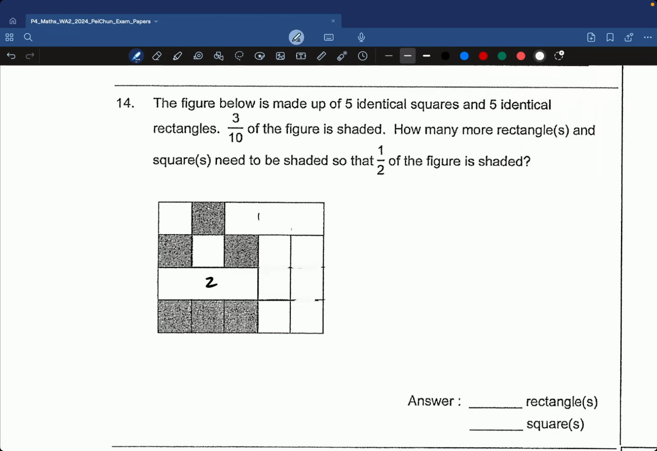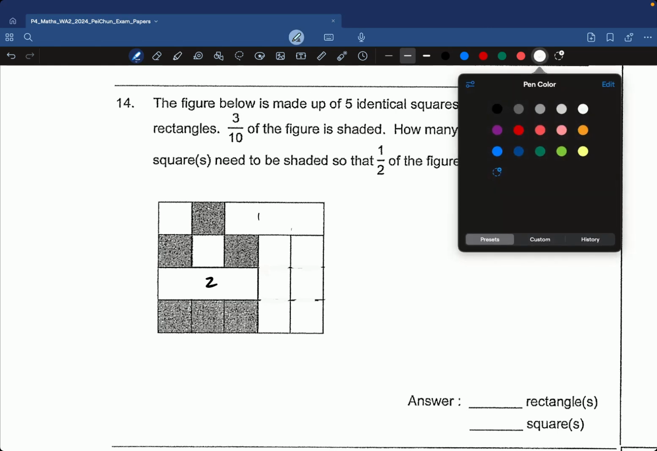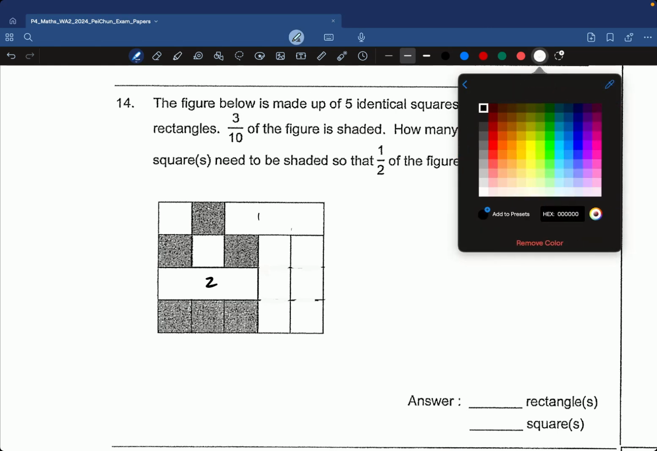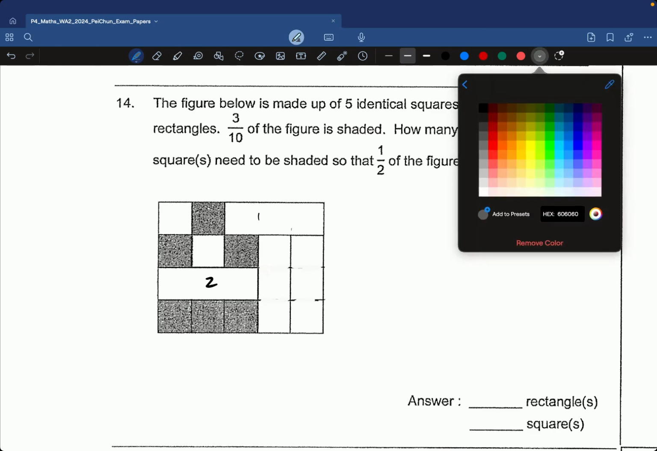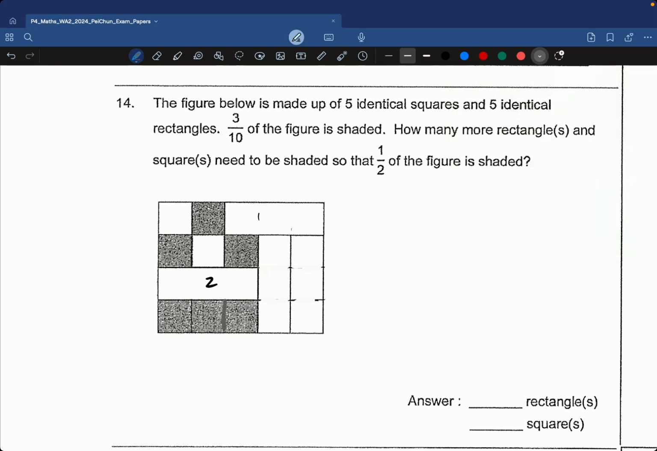Okay, so you have 1, 2, and then 1, 2, 3, 4, and then you also have... Let me see if I can find a color like this. Oh my God, it's really grayscale. But never mind, I can ignore this. So this is a rectangle. So 1, 2, 3, 4, and 5 rectangles. And then you have 5 of this, right?